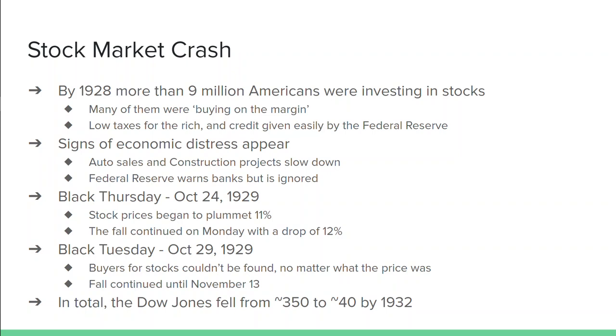When we get to October, specifically October 24th of 1929, the stock market starts to go down. It's the first time they have gone down in quite a while. In fact, on that one day that is now known as Black Thursday, stock prices went down about 11%. When the stock market opened on Monday the 28th, stocks went down another 12%.